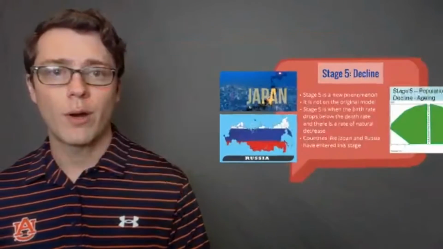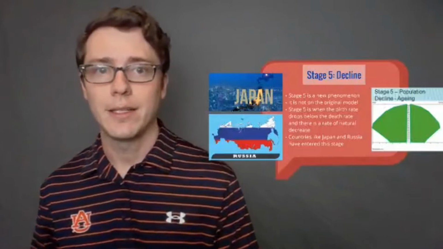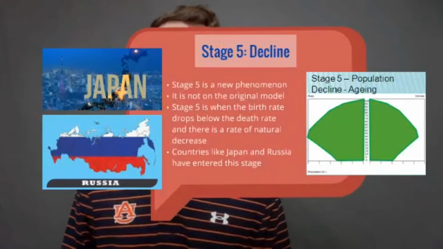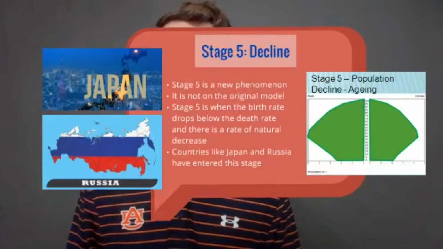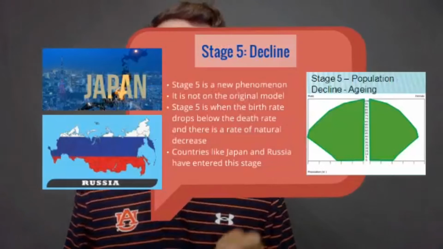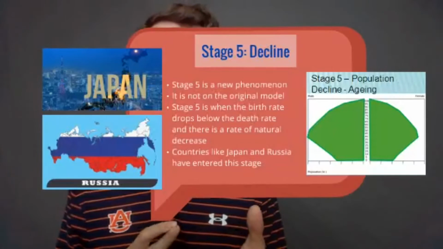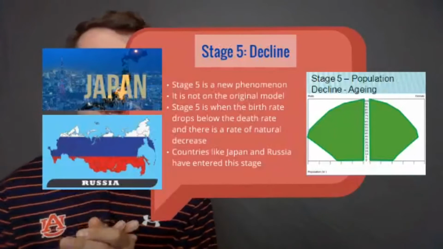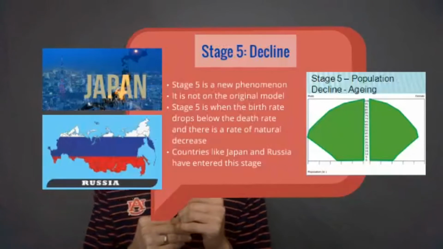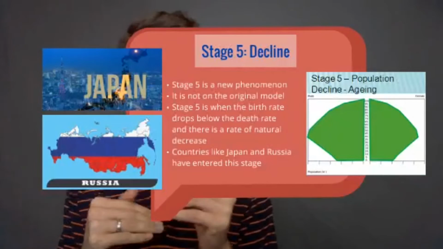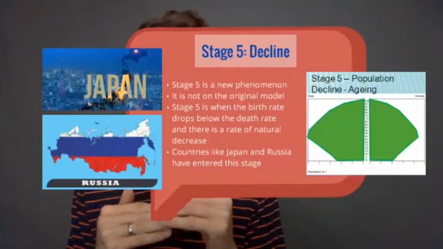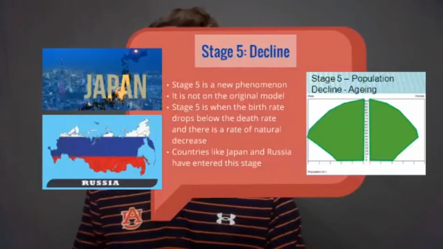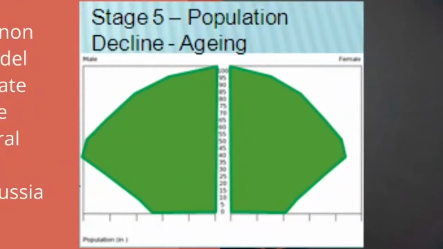And that brings us to our 5th one, the decline. So stage 5 is a declining population. It is a very new phenomenon. So it's not in the original model, but we started to include it. Sometimes people talk about stage 4 and 5 interchangeably, so they may lump stage 5 into 4, but it helps us understand that stage 5 is when the birth rate is actually below the death rate. So there is a rate of natural decrease. So it's a negative rate of natural increase. It's a rate of decrease. Countries like Japan and Russia have entered this stage.